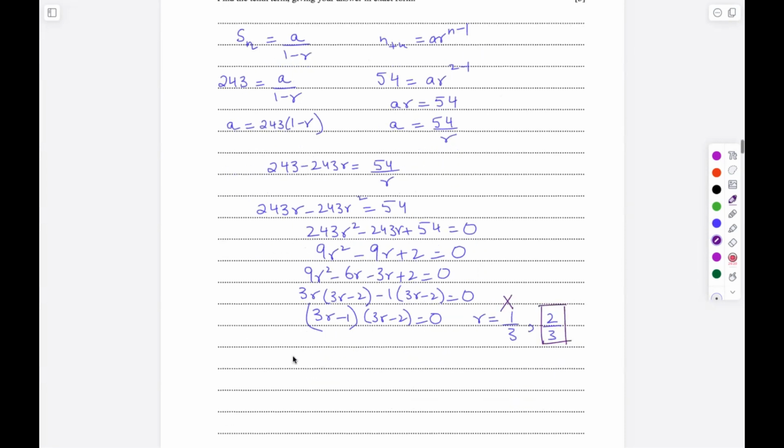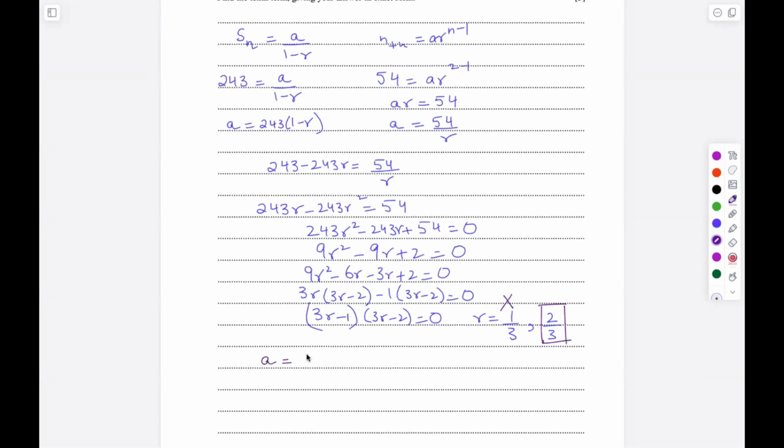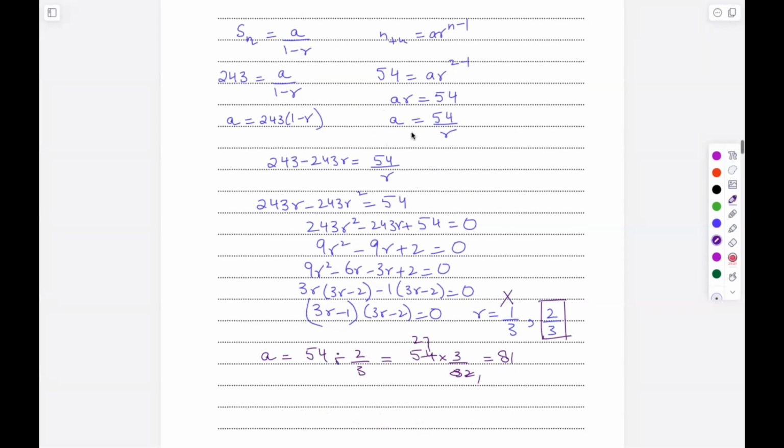Using this value of r, we can now find the value of a, which will be 54 divided by 2 upon 3, which can now be written as 54 multiplied by 3 upon 2. So this will become 27 into 3, which equals 81. Now we have the values of a and r.